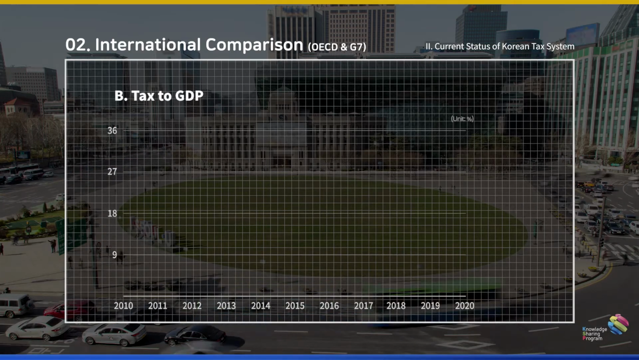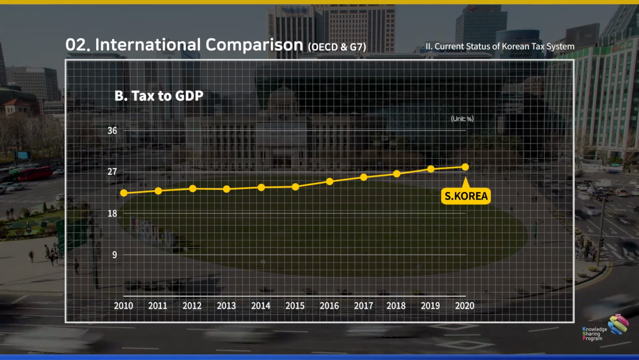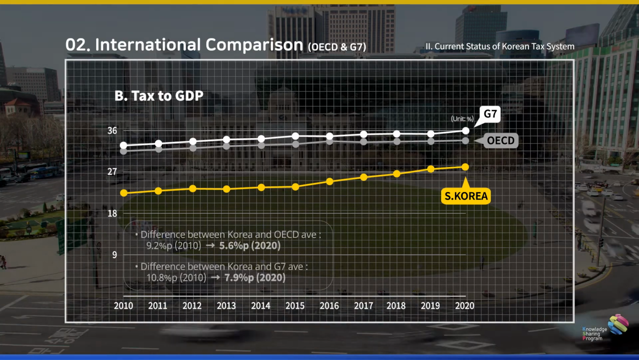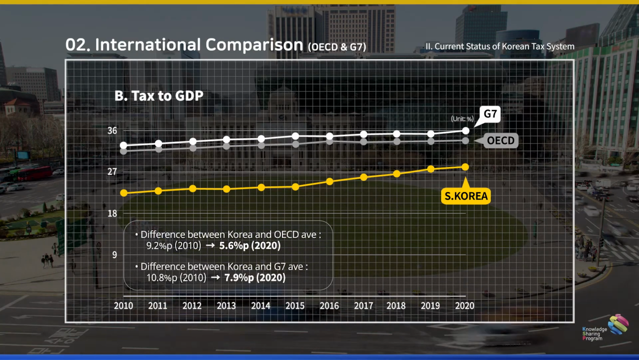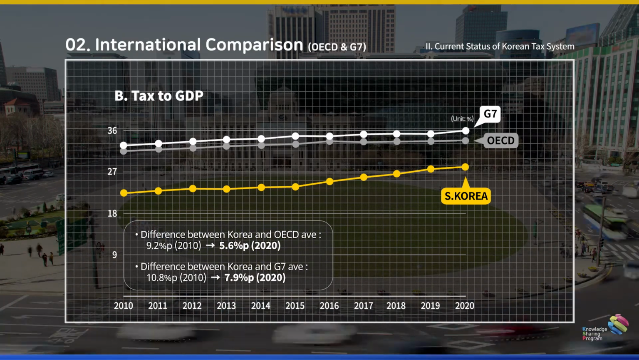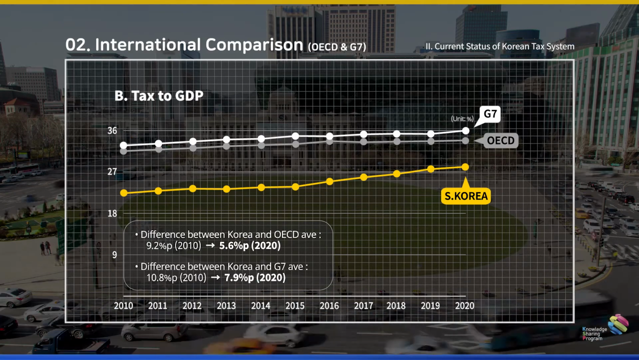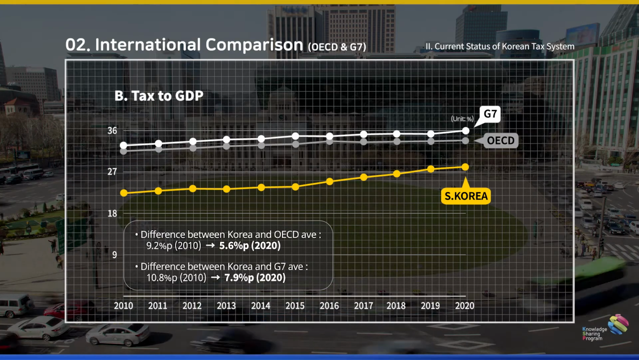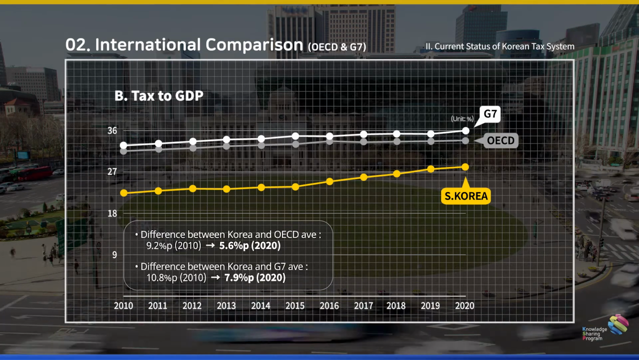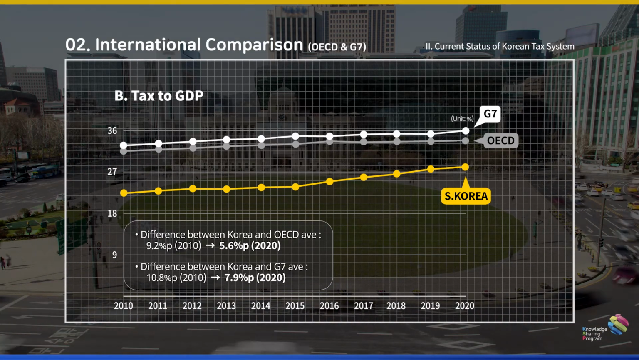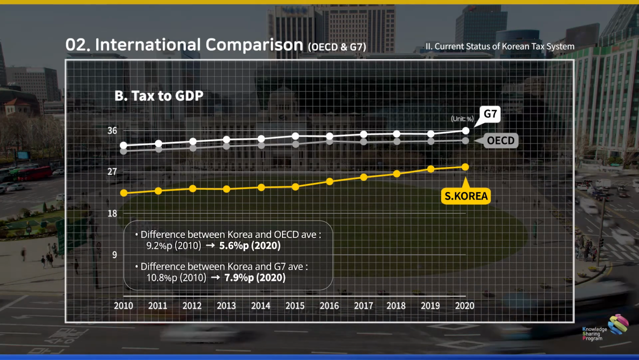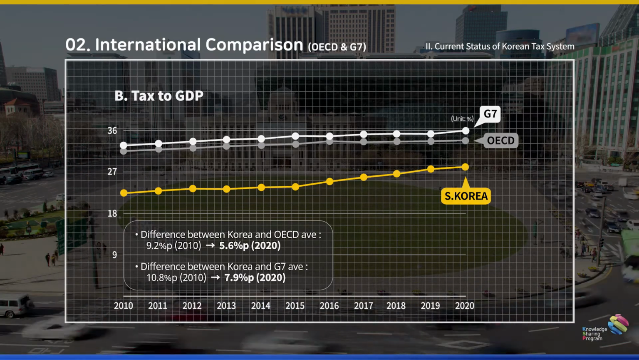Similarly, for the tax to GDP ratio, both the gap between Korea and the OECD countries and the gap between Korea and G7 have lessened over time. Korea is catching up to the tax to GDP ratios of both groups. From 2010, the difference with the OECD has decreased from 9.2 percent points to 5.6 percent points. In the case of the G7 average, the difference decreased from 10.8 percent points to 7.9 percent points.